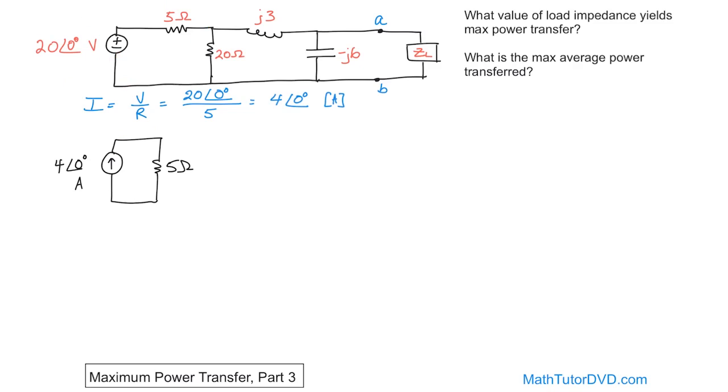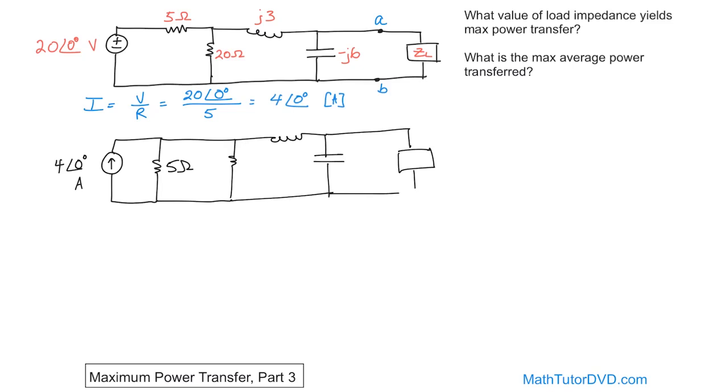The rest of the network stays exactly the same. I'm going to quickly scribble that down. I don't want to spend too much time, but basically everything else in the network remains completely unchanged. So this would be the load over here. We have the load impedance, we have negative J6, this is terminal A over here, this is terminal B, this is J3, this is 20.